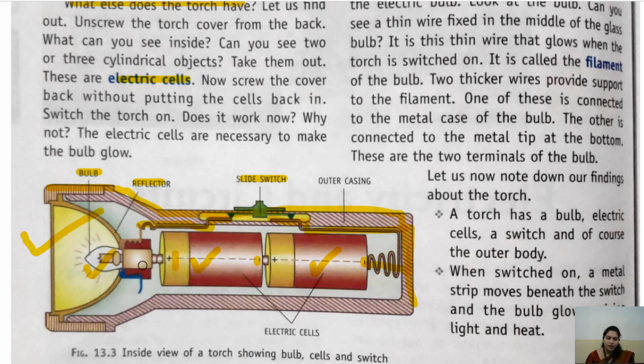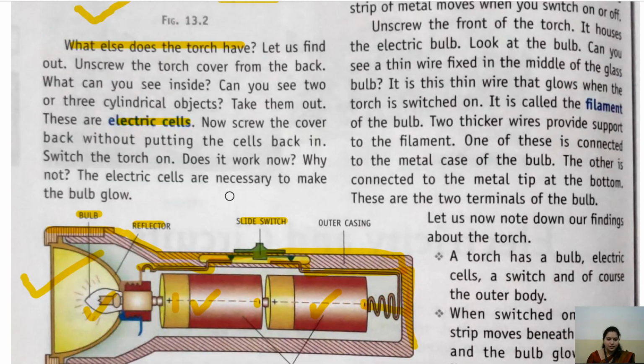So here what happens, as we switch it on, as we slide the switch, this metallic plate gets attached to the positive terminal. And as it is getting attached to the positive terminal, the current starts to flow from positive to negative direction, and hence the bulb glows. The moment we switch it off, the metallic plate gets detached and the circuit is broken, and the bulb will not glow. So this is the concept of the electric torch that we have seen.